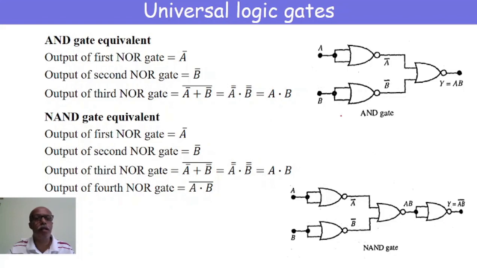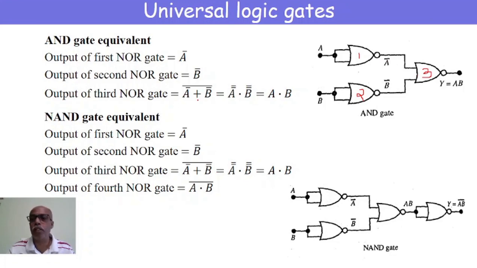Similarly, we are now realizing the AND gate by making use of three NOR gates. The first two NOR gates have single inputs, and A is given to the first NOR gate, B is given to the second NOR gate as the inputs, and their outputs are complemented as A complement and B complement, which are connected to the input terminals of the third NOR gate.